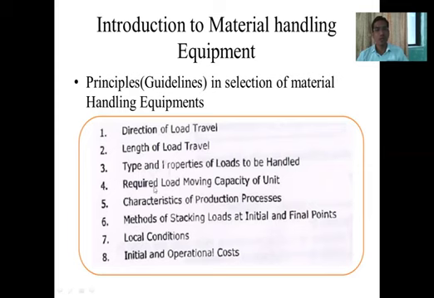Then the next one is the required load moving capacity of the unit, which is also a guideline in the selection of material handling equipment. And then characteristics of production processes. Then method of stacking loads at initial and final points. Then local conditions are also considered. Then initial and operational cost is also an important guideline in the selection of material handling equipment.